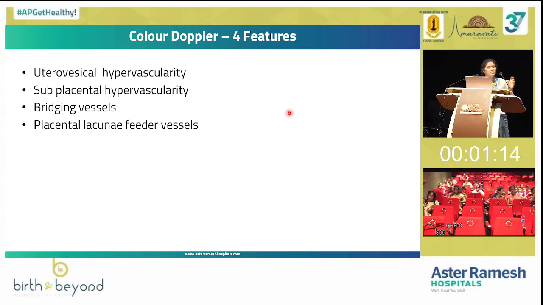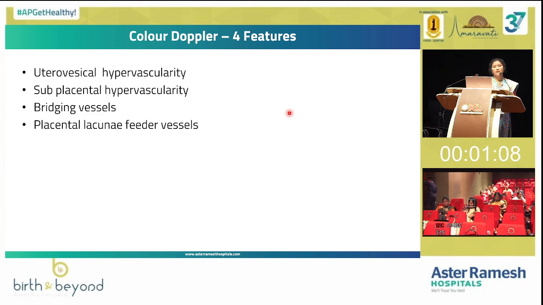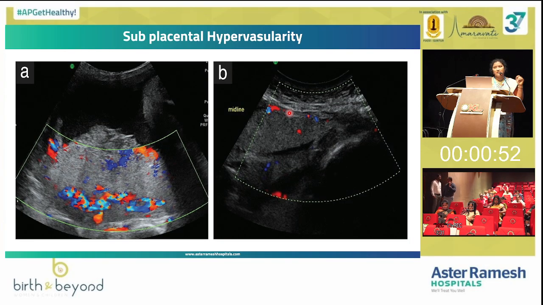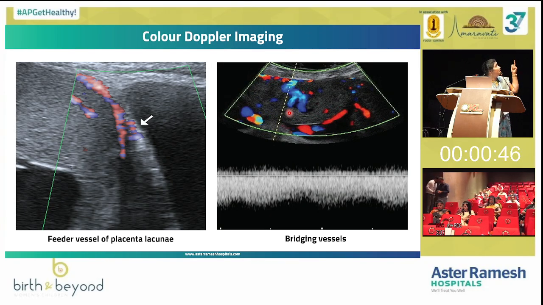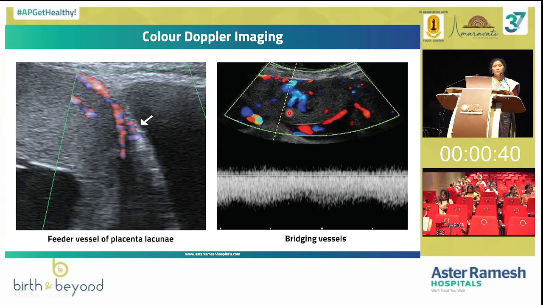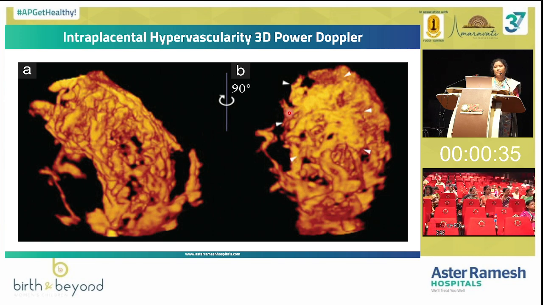With color Doppler we see 4 features: uterovesical hypervascularity, subplacental hypervascularity, bridging vessels, and placental lacunar feeding vessels. Normally it will be like B. When you put color Doppler, it should be like that. If we see increased vascularity, then we need to suspect. This is subplacental hypervascularity, and this is a feeder vessel for the placental lacuna. And that is bridging vessels, which we can see in the uteroplacental interface. This is 3D power Doppler, where we can see intraplacental hypervascularity.